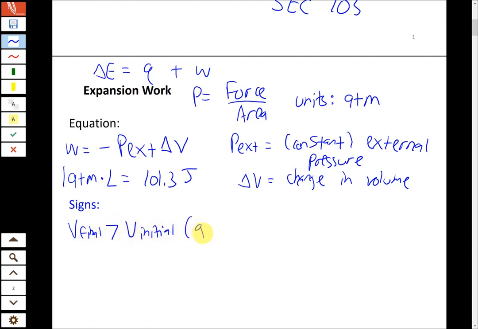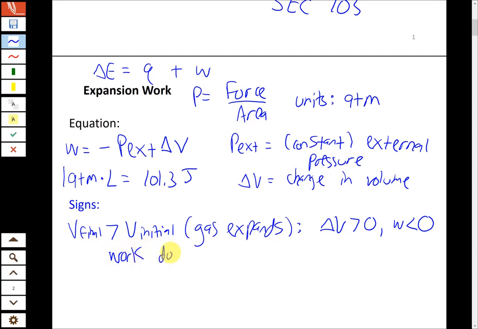So that's a situation where the gas expands. And that means delta V is positive, greater than 0, which means from this equation up here, because there's the minus sign out front, that would mean a negative work. And as we talked about last time, when work is negative, that means work is being done by the system. So when a gas expands, where the gas is your system that you're focusing on, it's doing work. So work done by the system whenever you have expansion, positive delta V.